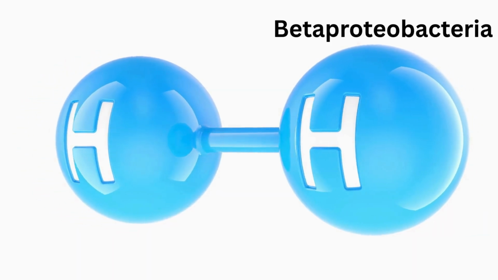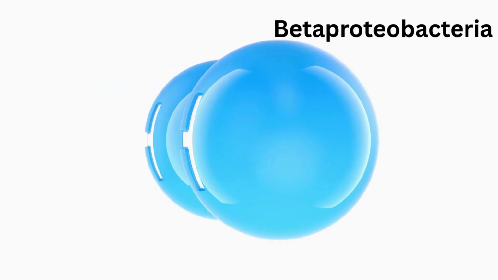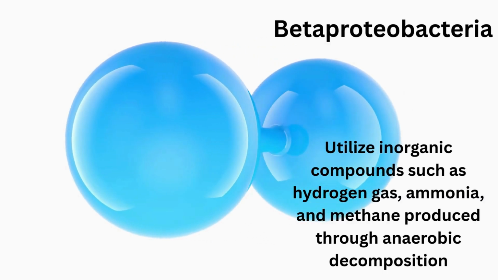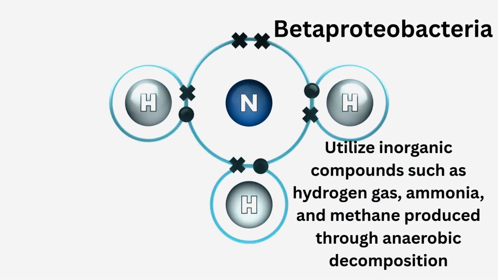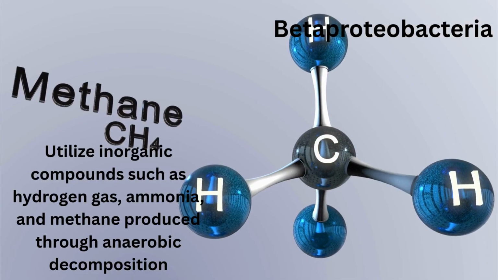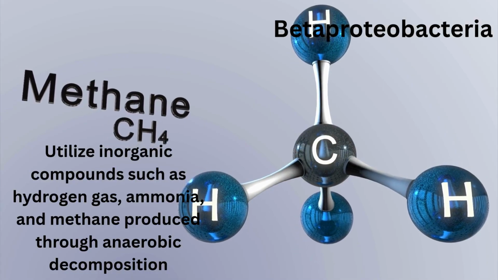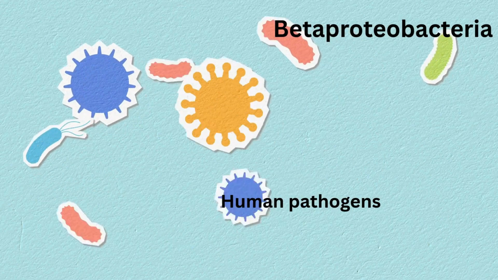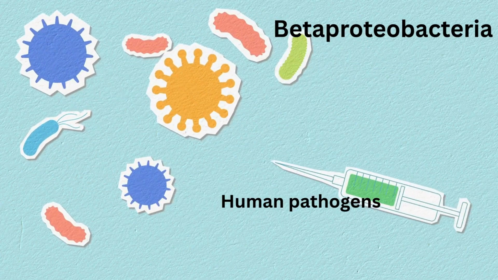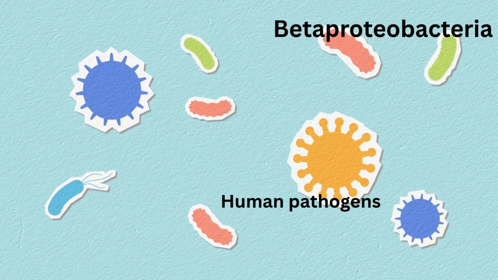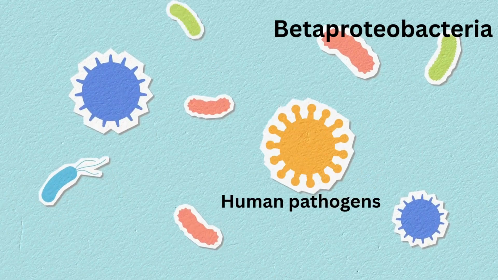2. Beta proteobacteria differ in that they commonly utilize inorganic compounds such as hydrogen gas, ammonia, and methane produced through anaerobic decomposition. This metabolic flexibility allows them to thrive in environments with active nutrient turnover. This class includes important human pathogens.